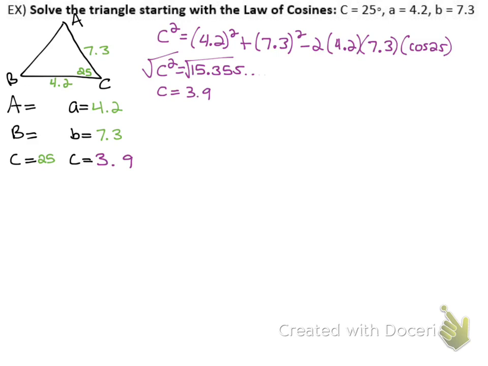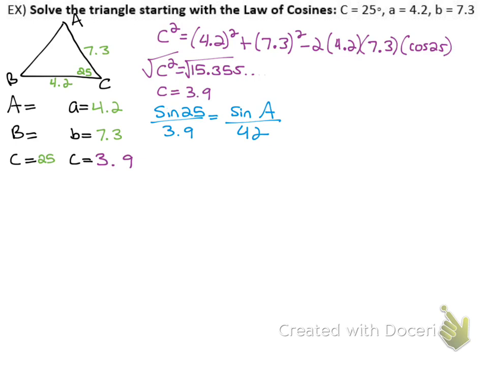If I use my important information on the previous slide, I'm going to want to solve for the smallest angle. Now, the smallest angle of the two that I have left is going to be angle A because it is across from the shorter of the two sides. So in order to solve for angle A, I need to set up a law of sines ratio. So I have the law of sines ratio here.